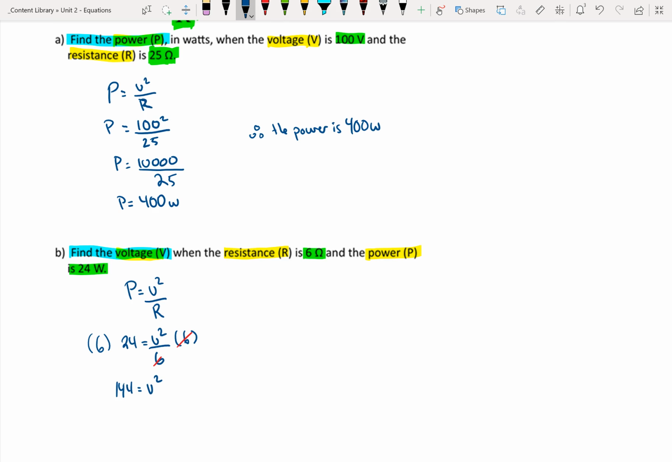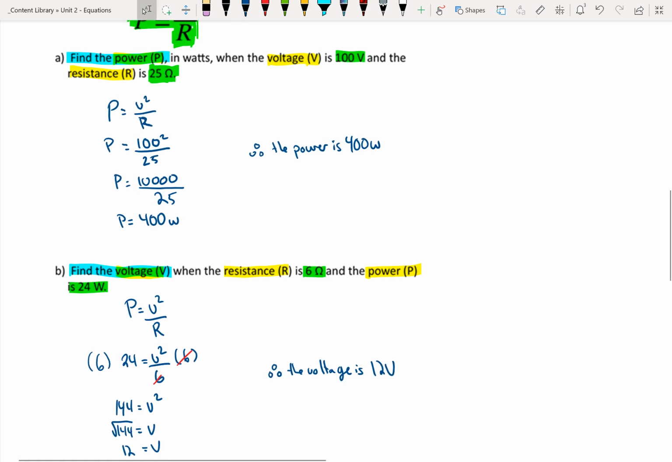Now, knowing what we know from Pythagorean theorem, if I want to cancel out that squared, I need to square root both sides. So the square root of 144 equals V. So 12 equals V. So therefore, the voltage is 12 volts. So again, we've gone through, we've solved, we've done something, we've answered the question, and it does make sense.